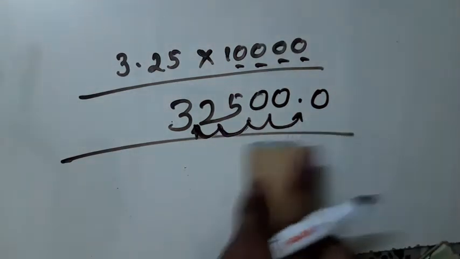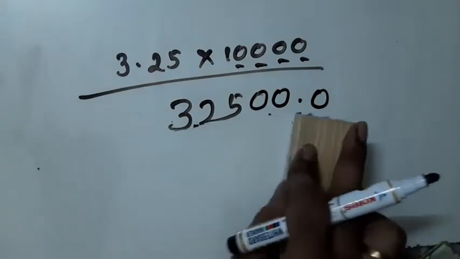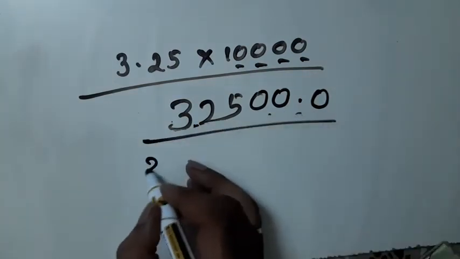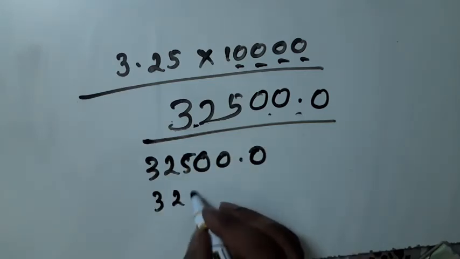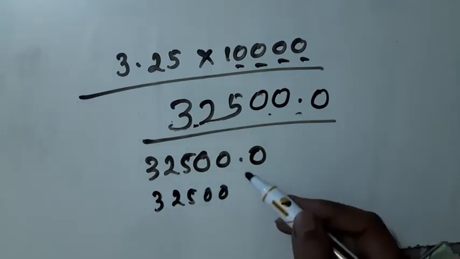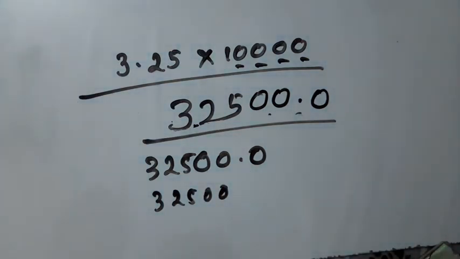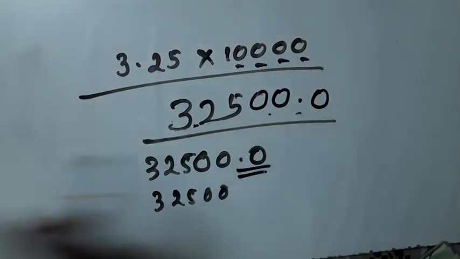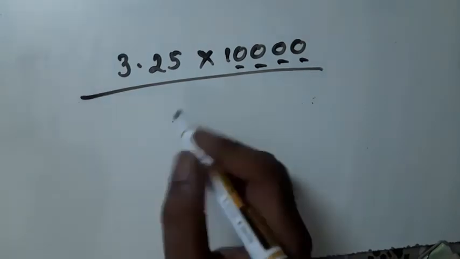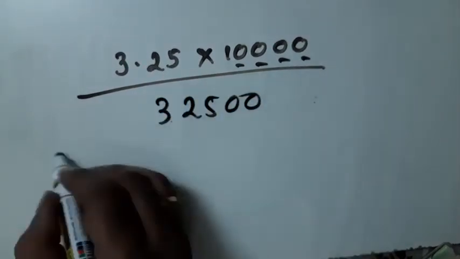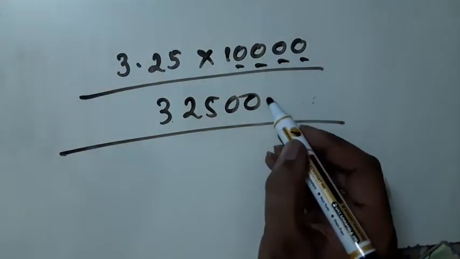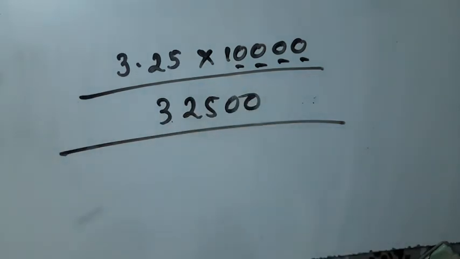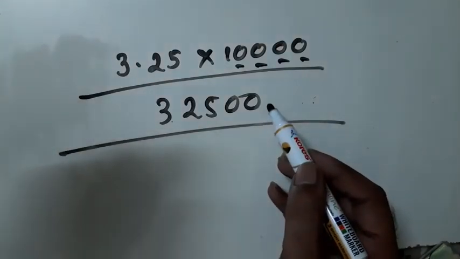Now if I write it, 32,500.0, it is the same as 32,500, because we know after the point if there are zeros it has no meaning. So we may write it, we may not write it. So the answer can be written as 32,500 only. As you know, if we have a whole number, a point is there, because always remember the point lies after the ones place only.